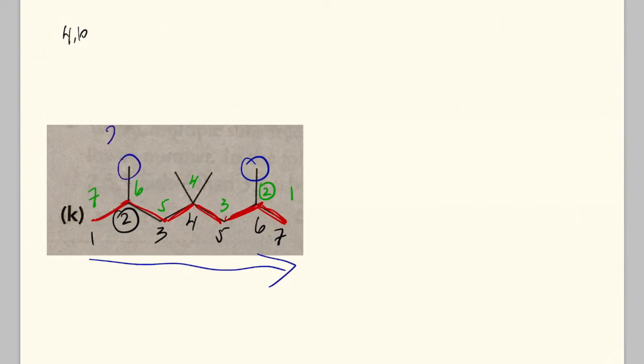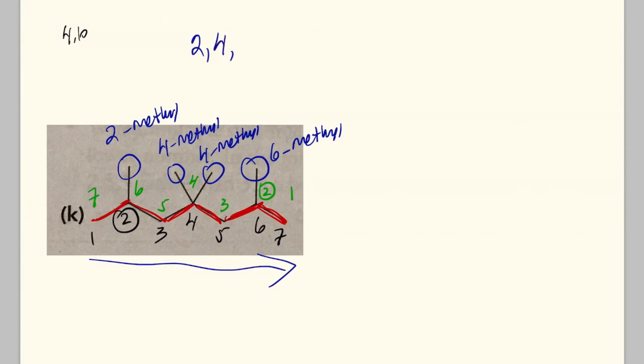So there's a methyl group at carbon 2. There's a methyl group at carbon 4. There's a different methyl group at carbon 4. And there's another group at carbon 6. Remember, we're using the black numbers here, numbering from left to right. So we got 1, 2, 3, 4 methyl groups. That's tetramethyl, right? So let's assemble the name.